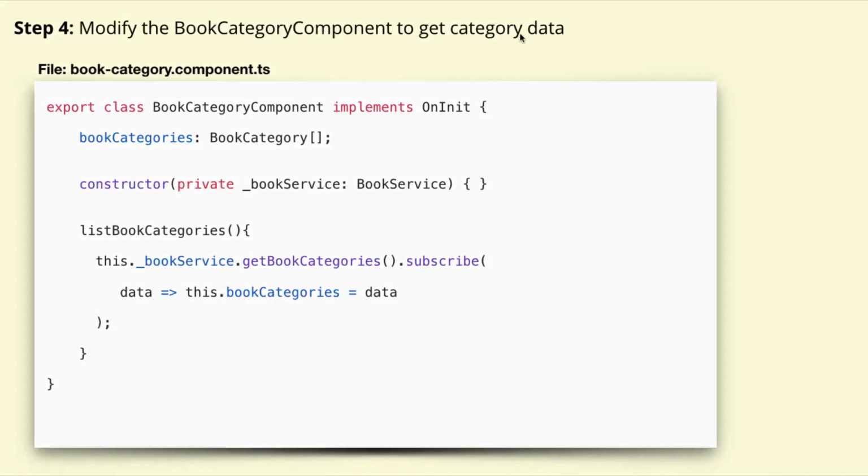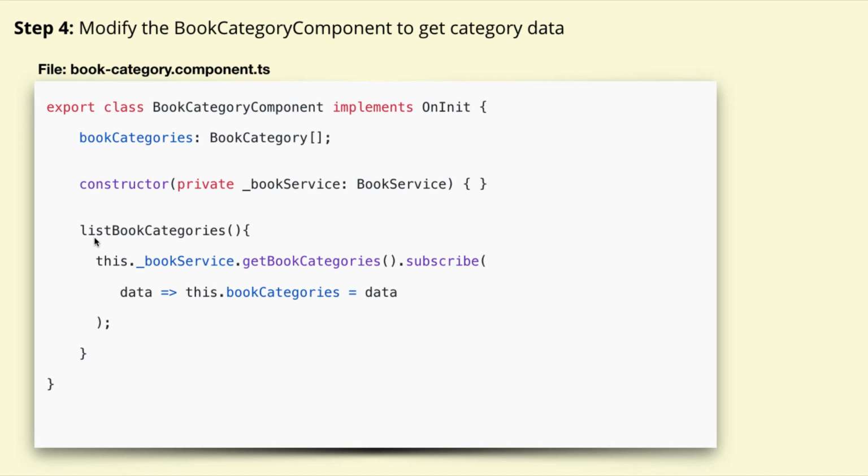And step 4 is to modify the book category component to get the category data. So inside the book category component, we are going to call a service method to get the category data. And inside the book category component, we are going to define an empty array, bookCategories, to hold the category data. And to the constructor, we are going to inject the book service.